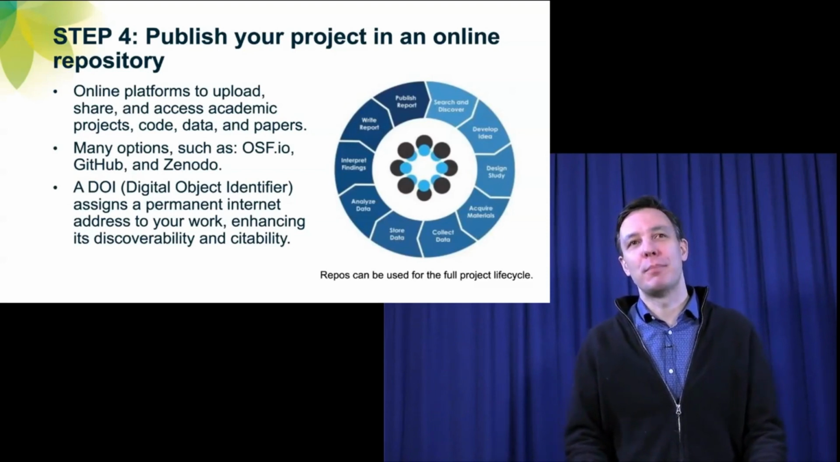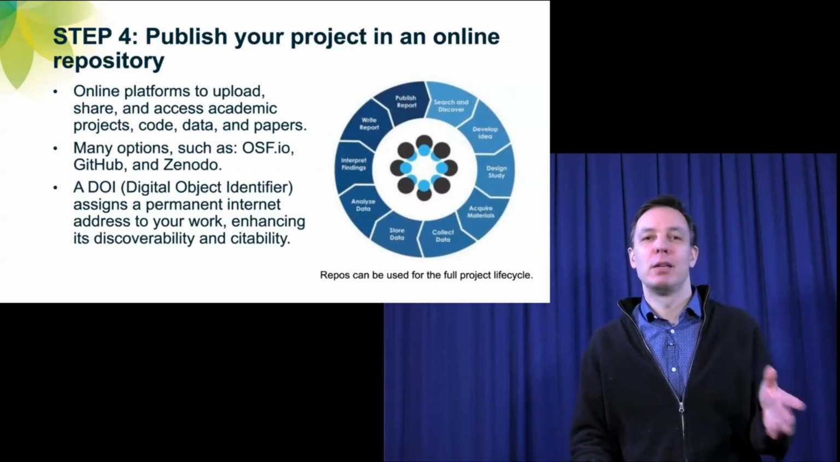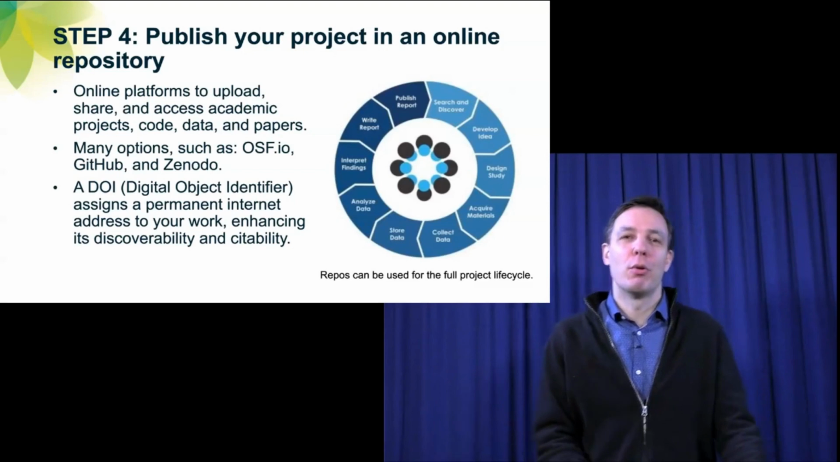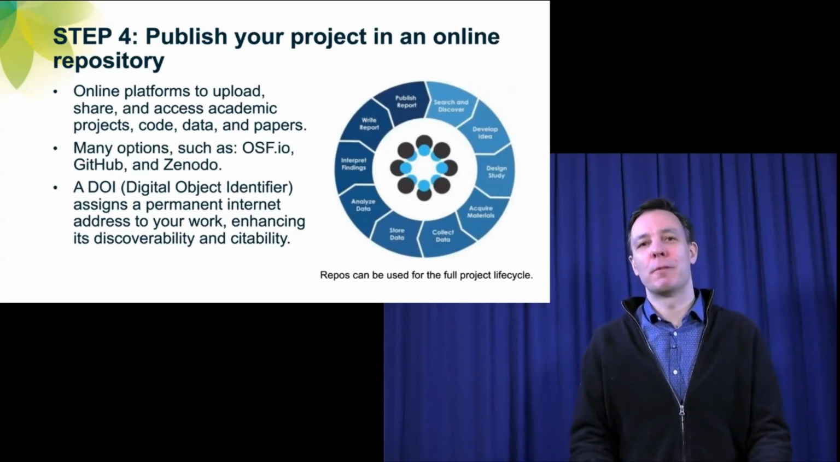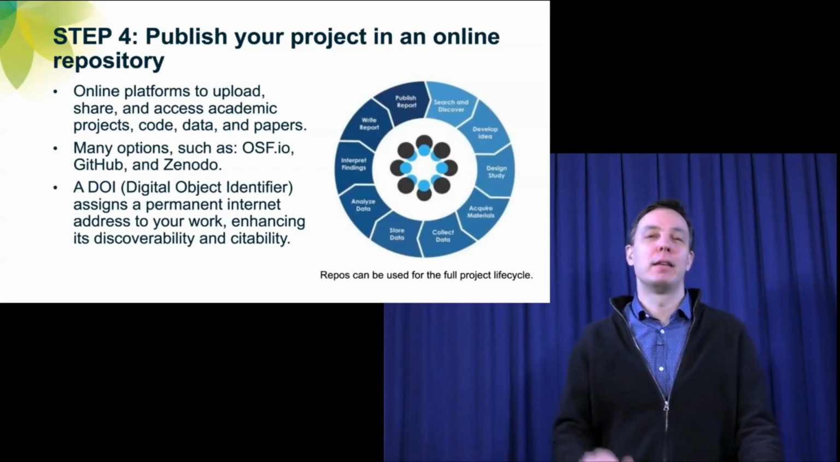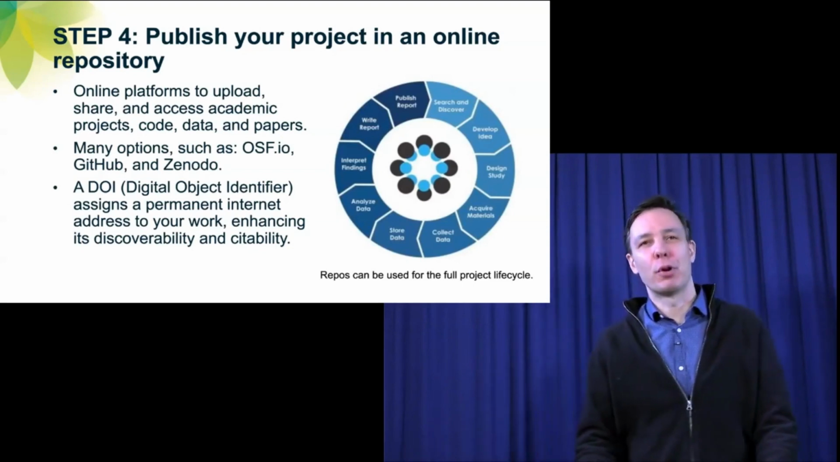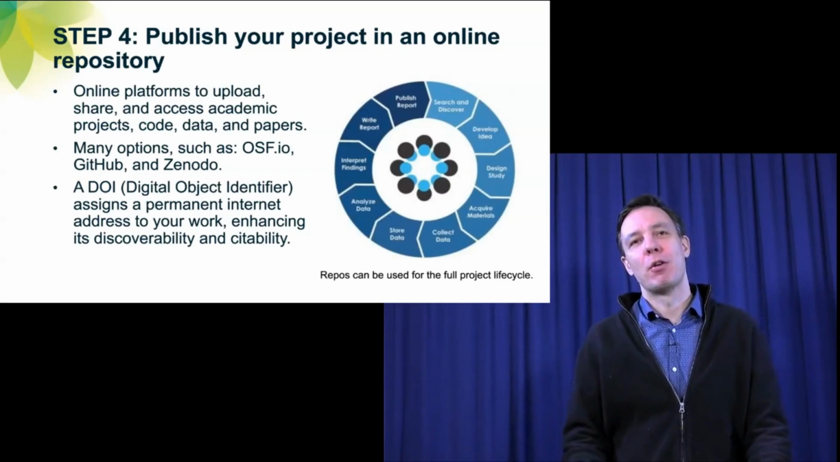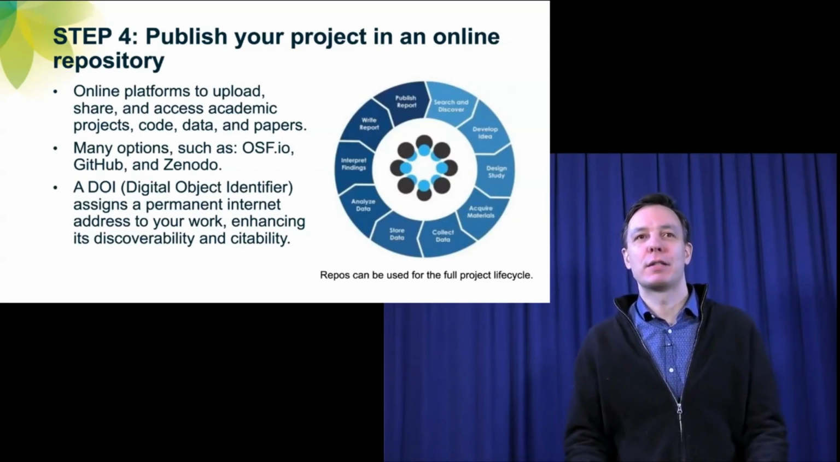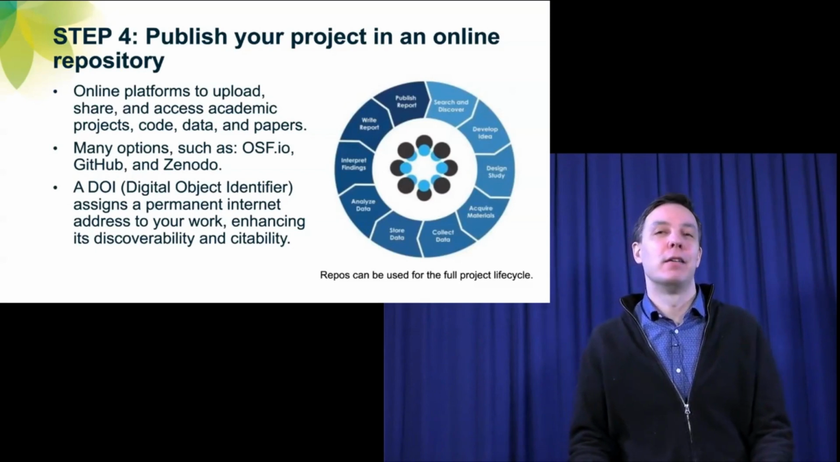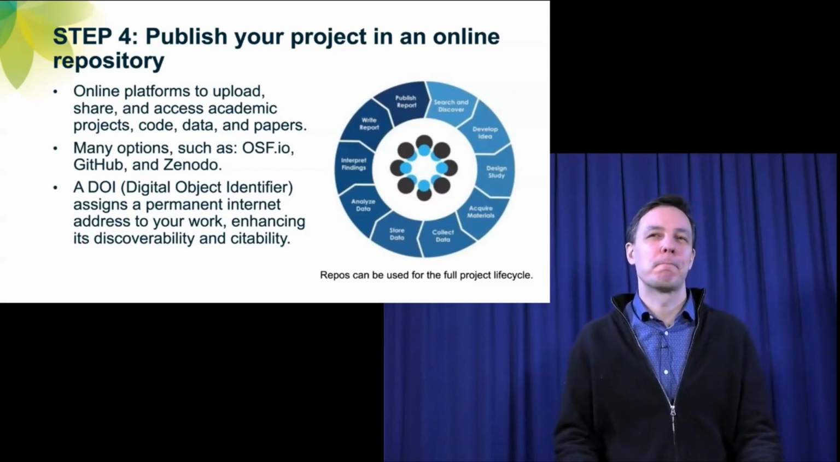But of course, depending on your discipline, you can maybe ask your co-authors or colleagues what is mostly used in your field. And then with these repos, you can get a digital object identifier, which is a permanent link to your project or your paper as well. So then you can enhance the discoverability and citability of your work.